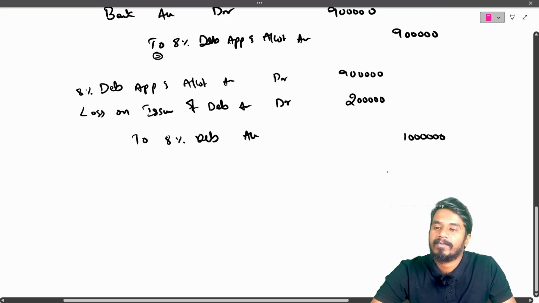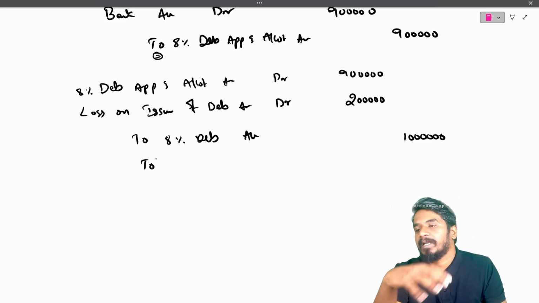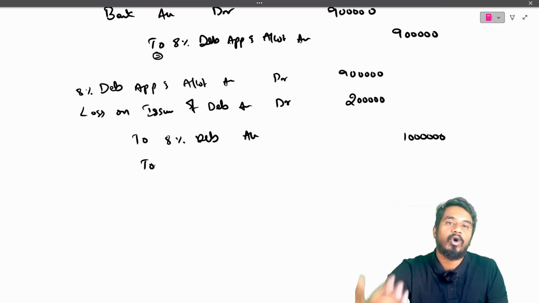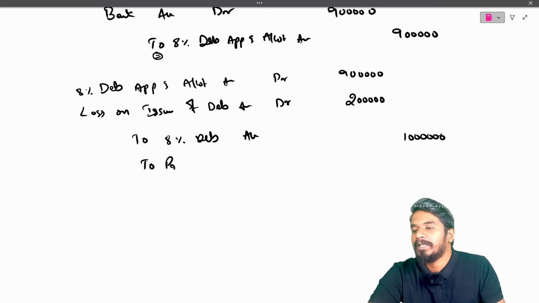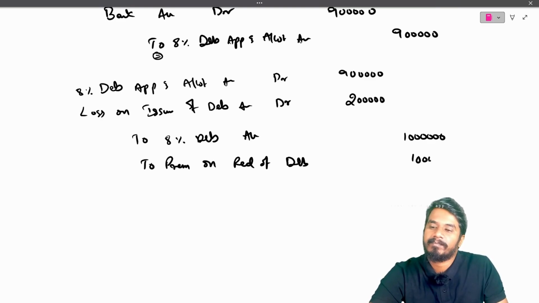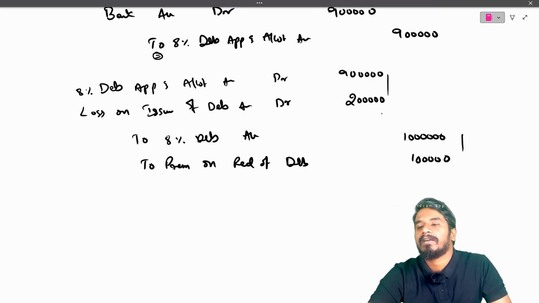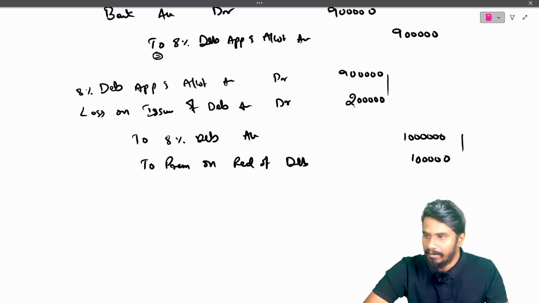10 lakh rupees. Fine. Two, we need to show the premium. Which premium? Premium on redemption. So premium on redemption of debentures. We have already discussed these things. So you have finished by this time. So what is the premium? That is 1 lakh rupees. Right. So debit, credit matches, 11 lakhs, 11 lakhs.